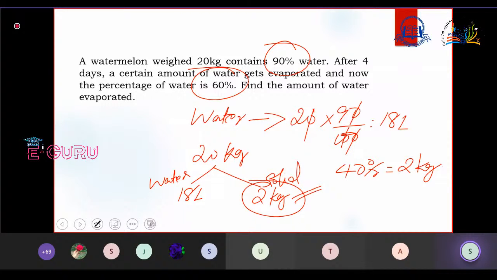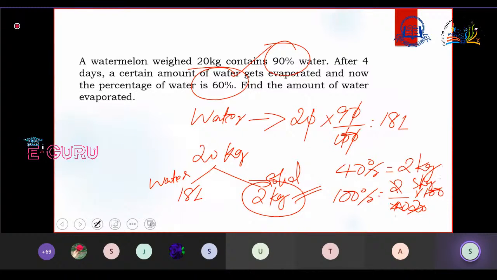So from here 60% water is the current status. For the total mass 60% is water, means remaining 40% is solid. That's why we can say that 40% equals 2 kg. So if 40% equal 2 kg, 100% equal 2 by 40 into 100, right? 2 by 40 into 100. This will become 5, right? 5.